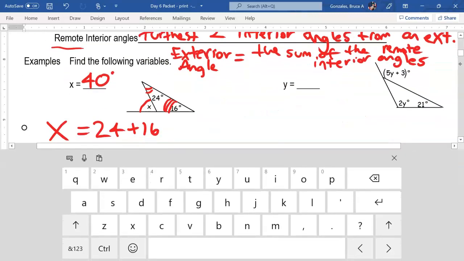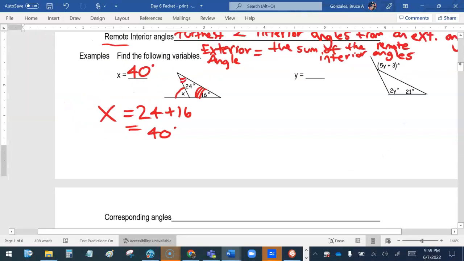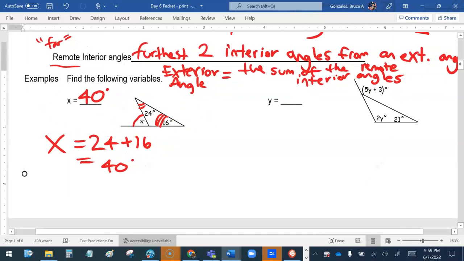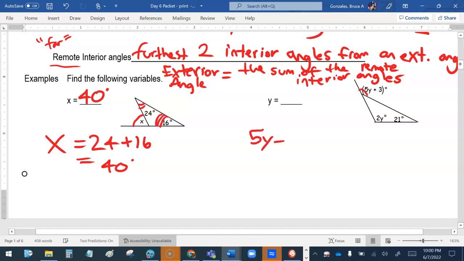What about this one? Okay, here we go. What about this exterior angle? So the exterior is right over here. 5y plus 3. And that's going to equal these remote interiors added together. 2y plus 21.